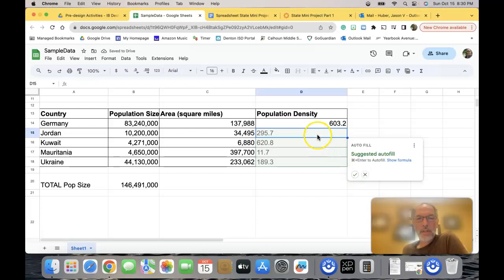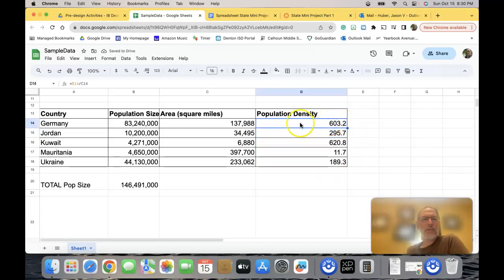It's going to guess that I want to do that in all the columns below. Yes, I do. There we go. So for Germany again, there would be 603 people, because we're talking about population, in every square mile if I were to divide out the population evenly across its borders.